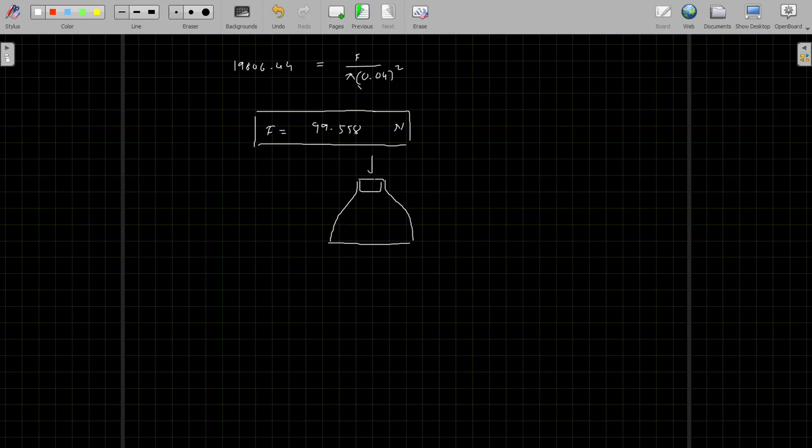So if you apply this force, let's say approximately 100 Newton, with a base radius of 12 centimeter, the base of the bottle won't be able to withstand the pressure and it is going to break.